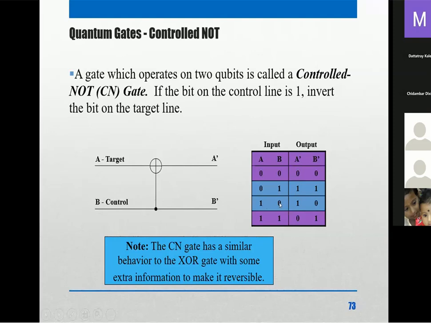1 and 0, output is 1 and B is a 0. 1 1 changed to 1 0. So whenever there is a 1 in the third row or second row, the output of A is a 1. The CN gate has similar behavior to the XOR gate, with the same extra information that makes it reversible.